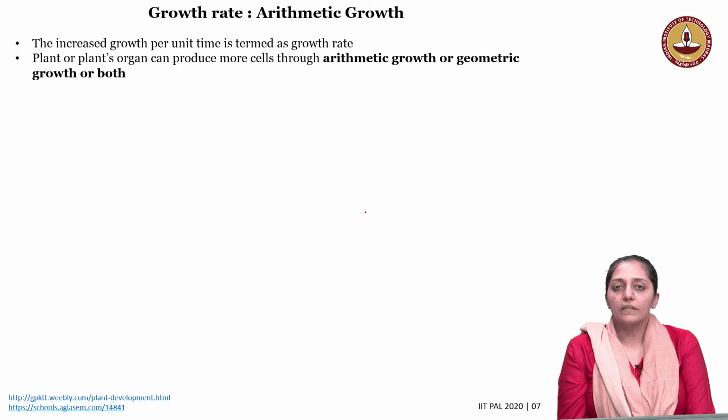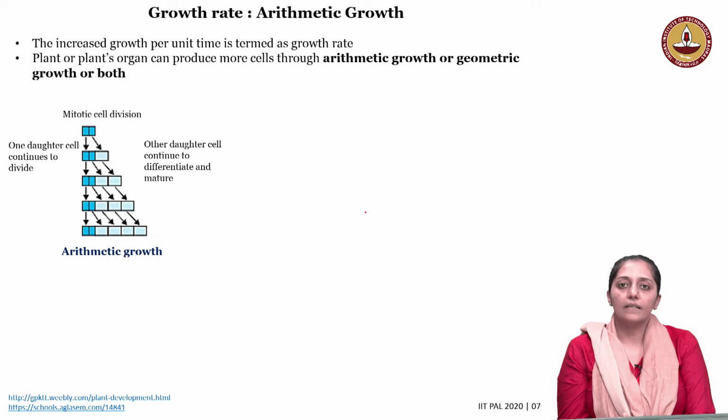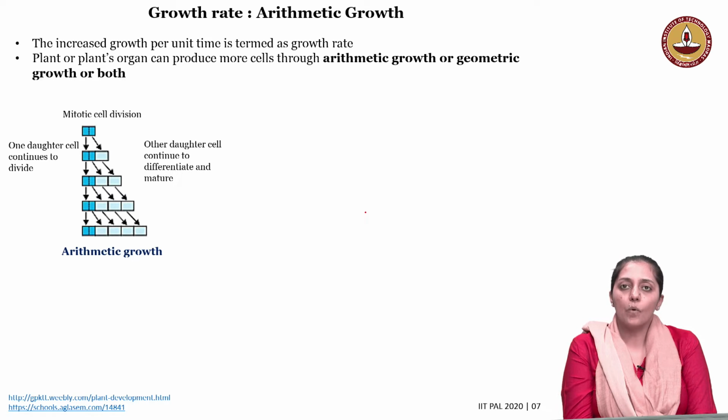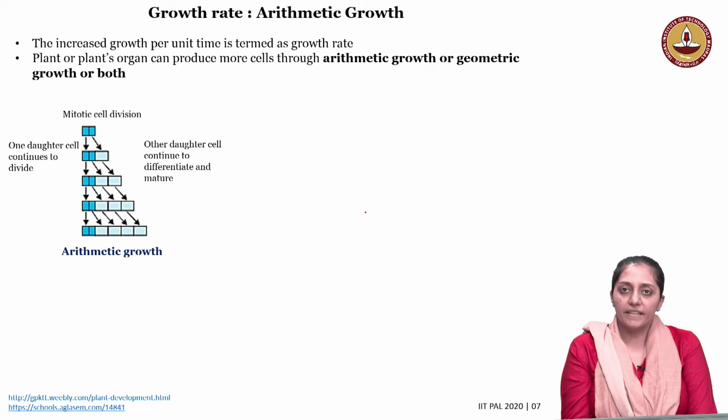A plant or plant's organ can produce more cells through arithmetic growth or geometric growth patterns, or in fact you can also observe them happening simultaneously. Now, let us understand what is arithmetic growth and under what conditions you can assume that it is arithmetic growth. In mitotic cell division in plants, one of the cells which has divided will continue to mature and differentiate, while the other cell will continue to divide using mitotic division.